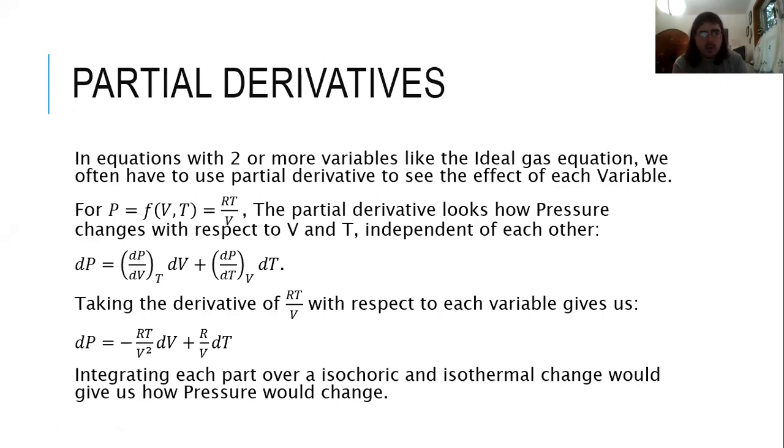A partial derivative is where we have a function that has more than one variable, like pressure. Pressure is a function of volume and temperature, because R is constant and essentially not going to change unless you have a chemical reaction. So we could differentiate pressure with respect to volume and with respect to temperature independent of each other. When we take the full differential of P, we can separate it into its partial differentials with respect to volume and with respect to temperature.